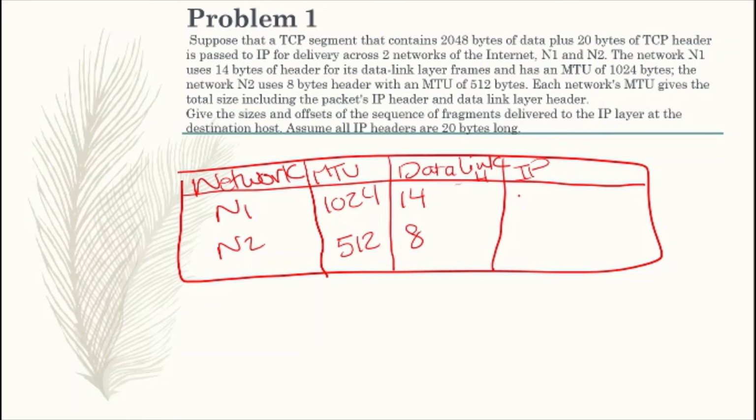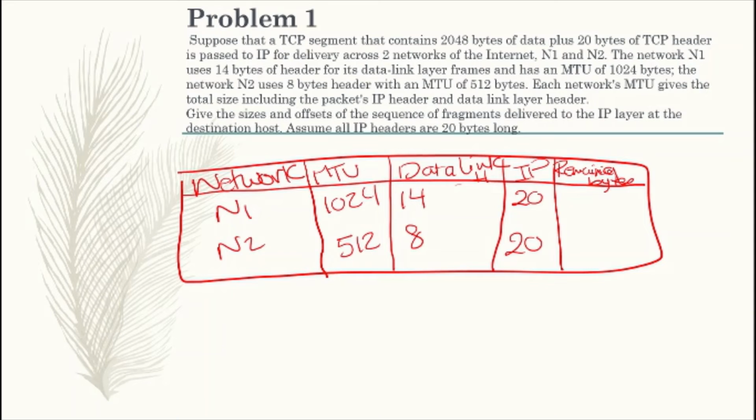So the IP header, whether in N1 or N2, should have a size of 20 bytes. The remaining bytes we'll have for the data, we can get by simply subtracting the headers from the maximum transmission unit that can be transmitted within a certain network. So for N1, we'll subtract the 14 and the 20, which are the data link header and the IP header, from the maximum transmission unit.